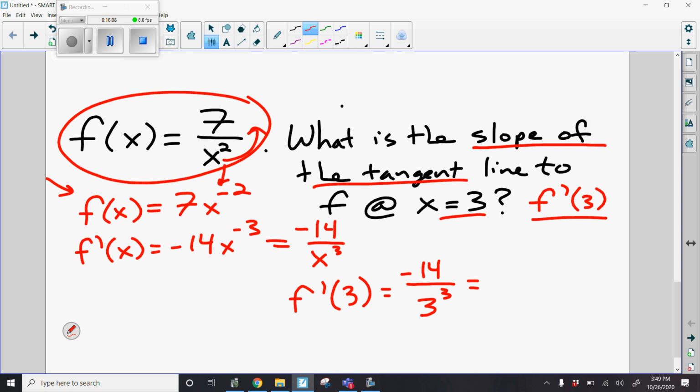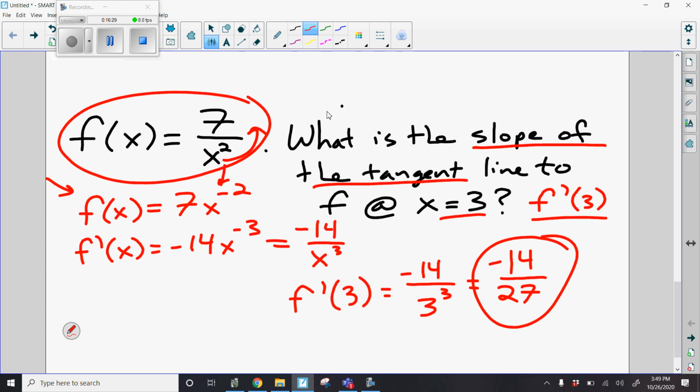Please don't tell me 3 cubed is 9. I see that way too much. 3 cubed is 27. And there I have it. All I asked for was the slope of the tangent line to f at x equals 3, and there is my slope. Now, if I wanted to find the equation, I could do so very simply.